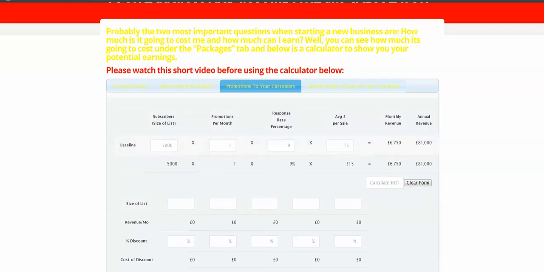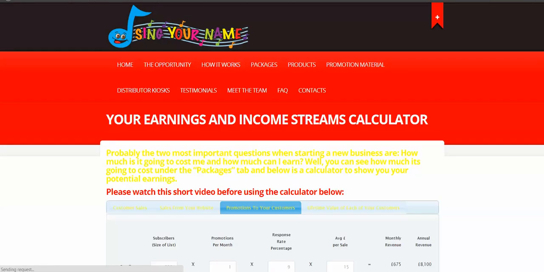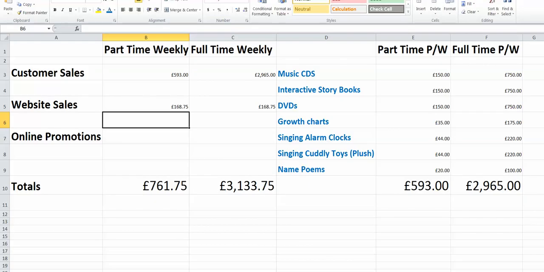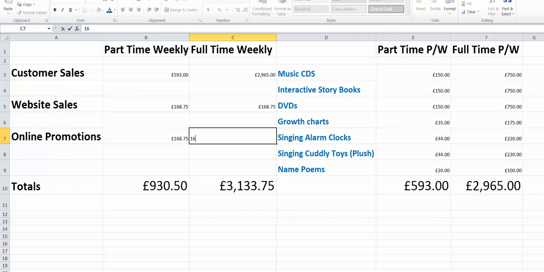So we're looking at £6,750, but you know what? For the purposes of this example, let's keep that figure once again at just 500. Click the Calculate button, and here now we have a figure of £675 again, which is a monthly revenue. So let's put that in. As I said, I wanted to keep this very, very conservative. So once again, we are looking at £168.75 part-time, and it would be exactly the same full-time. And remember, your website is your shop.